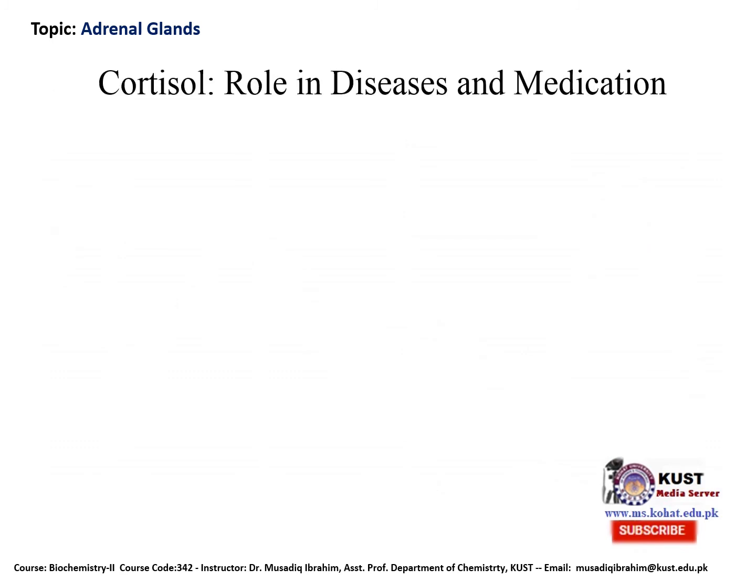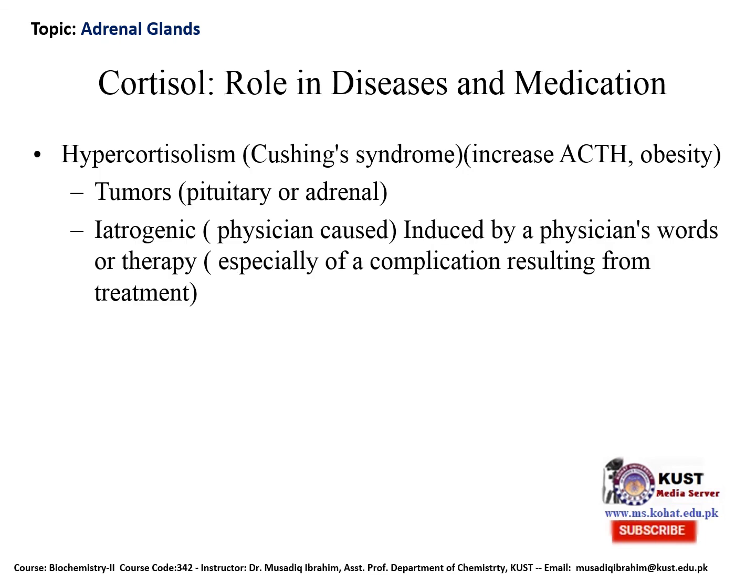Right now, cortisol, its role in diseases and medication. So what is happening in case of diseases and as a result of medication on the concentration of cortisol. So first of all, it is hypercortisolism, which is also known as Cushing's syndrome.